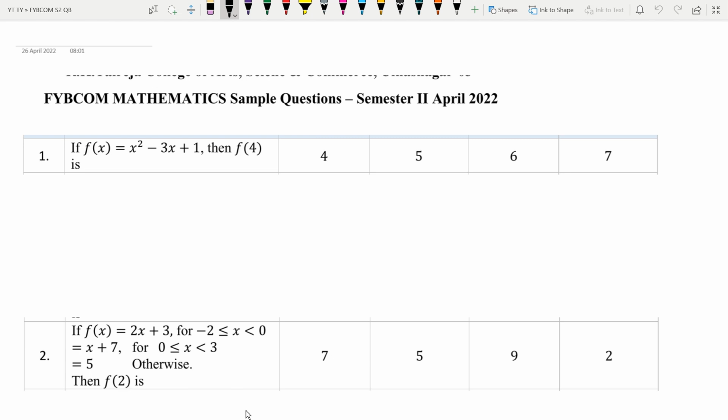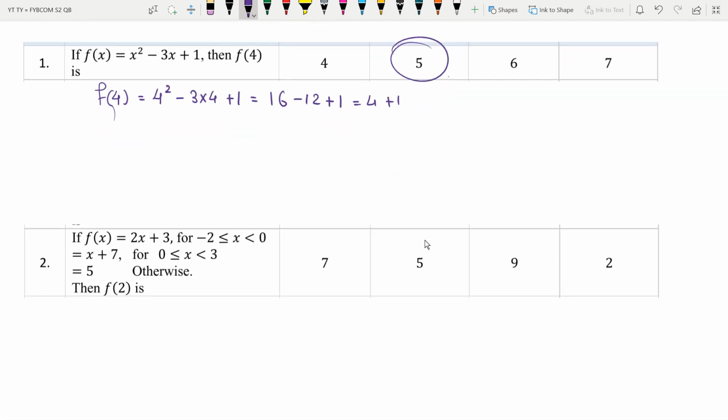The first question is, if f of x is equal to x square minus 3x plus 1, then f of 4 is. So this is one of the simple questions, right? If I want to find f of 4, on the place of x I need to write 4, यानी कि x की जगह पे 4 रखना है. So it is 4 square minus 3 times 4 plus 1, that is 16 minus 12 plus 1, that is 4 plus 1, that is 5. So the second option is the correct option. Right? So let's go for the next question. It was one of the easy questions.